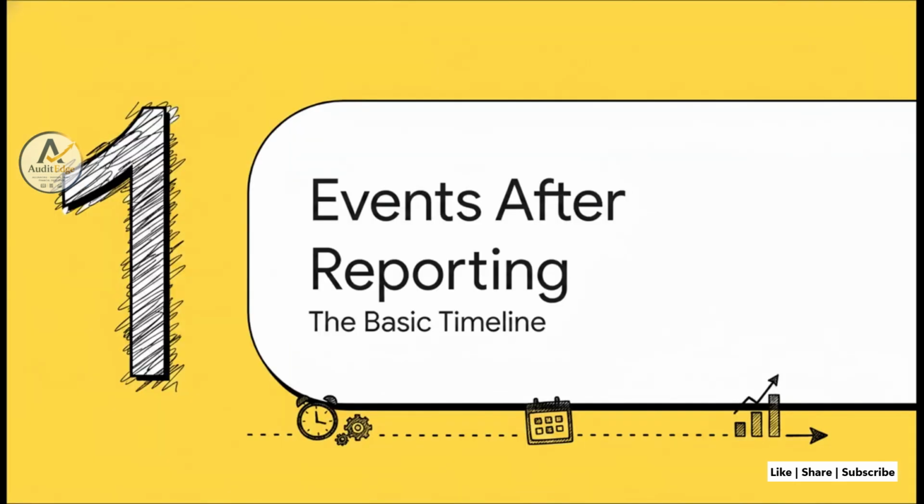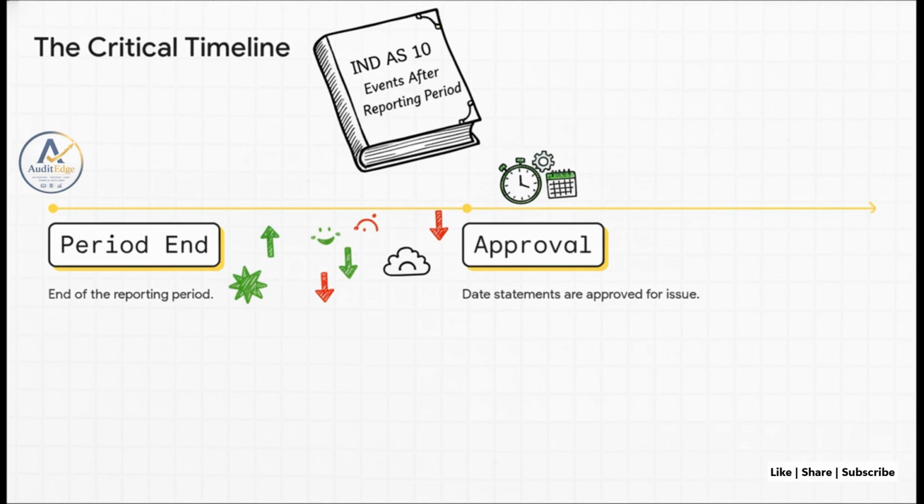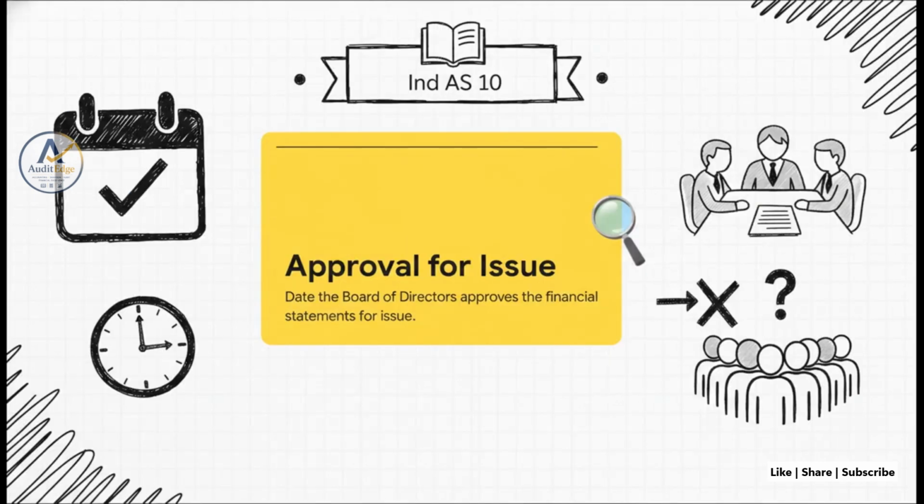Section 1. Events after reporting period. Let us understand the basic timeline first. This sets the foundation for everything else. The reporting period is simply your financial year. Events after the reporting period are specific occurrences. They can be favorable or unfavorable, and they happen exactly between the period end and the date of approval for issue. We must clearly define the date of approval for issue. For a company, this is the date the board of directors approves the financial statements. Sometimes, shareholders must approve them later, but the standard is very clear here. The board's approval date is the absolute correct date. We do not use the shareholder approval date.